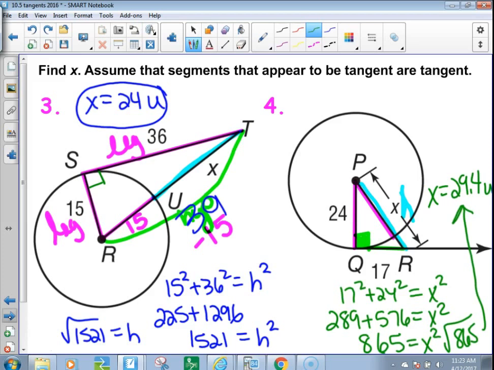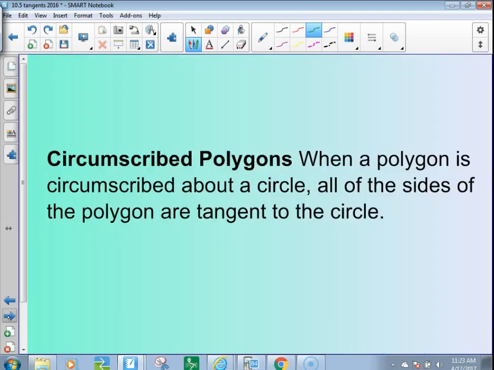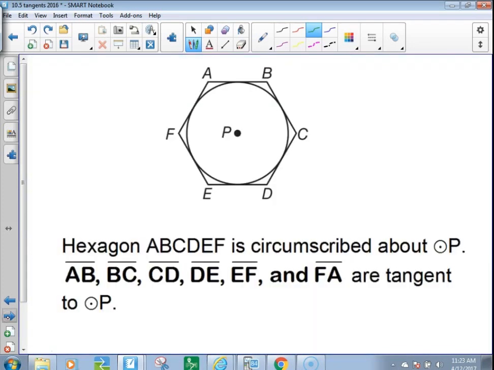Pythagorean theorem. You've been using it all year. Circumscribed polygons are next. We'll go over that concept now, where if you have a common point on the exterior and two tangents are drawn from it, these would be equal. So this would be a regular polygon. This is a hexagon drawn about a circle. If it's a regular hexagon, all of these little segments would be equal. Those are all tangents. All those little segments are equal to each other.